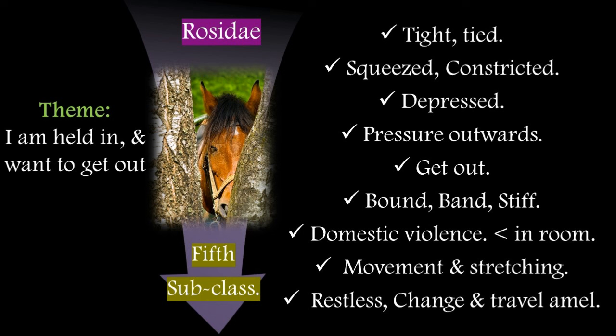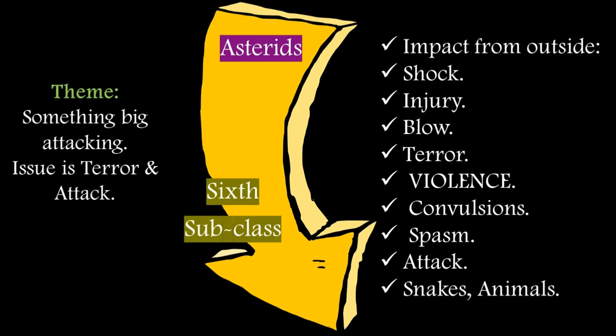Whereas in the fifth subclass, the rosids, the main theme is about feeling tight, feeling bound, and the need to break free of the shackles. I need to break this and move out. This is the main idea for the fifth subclass. And in the sixth subclass, the asterids, the main theme is that there is some kind of sudden big impact. The impact is too big. The danger is too big. The threat is too big.